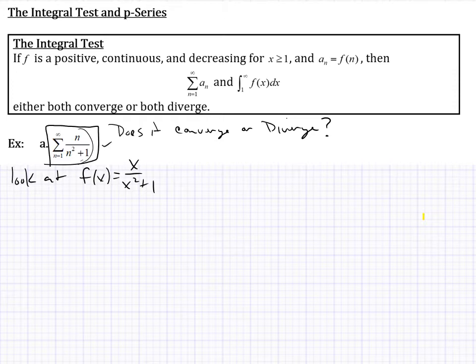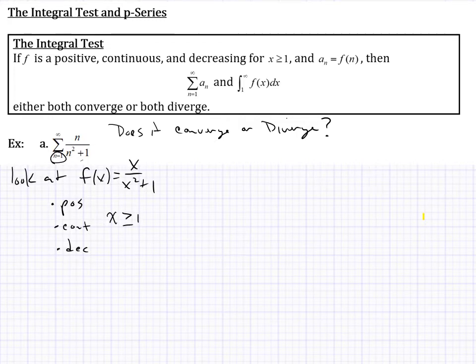So I'm going to look at this function x over x squared plus 1. Why? Because this function and this series would give me the same thing. If I plug 1 into here or plug 1 into here, I get the same answer. If I plug 2 into here, or plug 2 into here, I get the same answer. That's why I'm going to look at this function. First off, is this function positive, continuous, and also decreasing? This will be for x greater than or equal to 1 because that's where the series is starting.